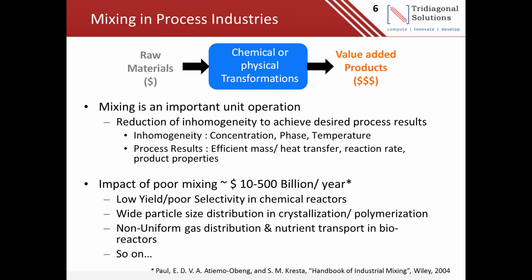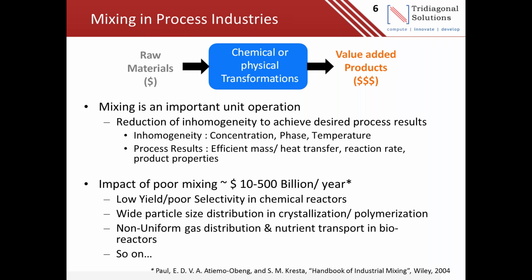So what we are trying to do is reduce the inhomogeneity either in concentration or in phases or in temperature. And what we are trying to achieve is the desired process results, which needs efficient mass transfer, heat transfer, and good reaction rates so that we can get good conversions and selectivities and well-defined product properties.